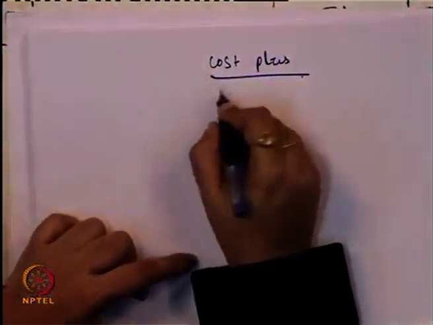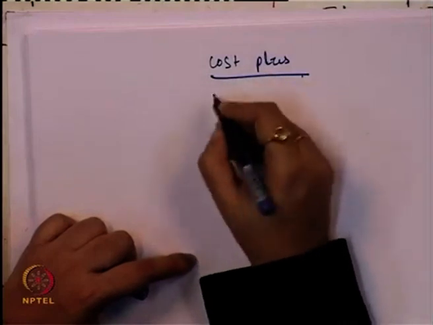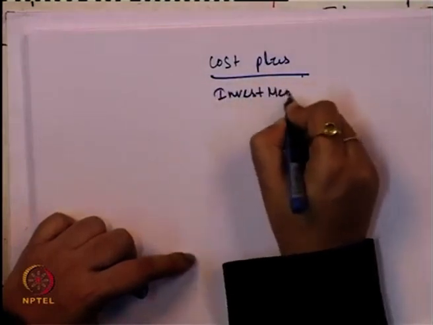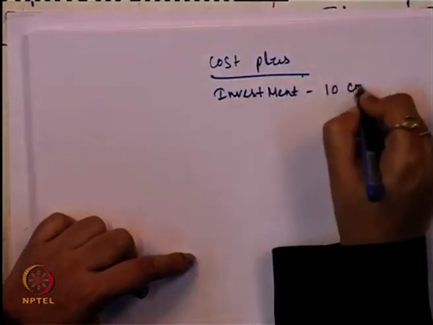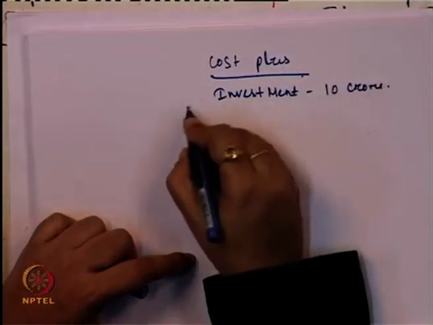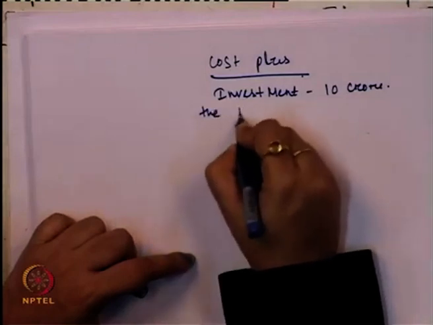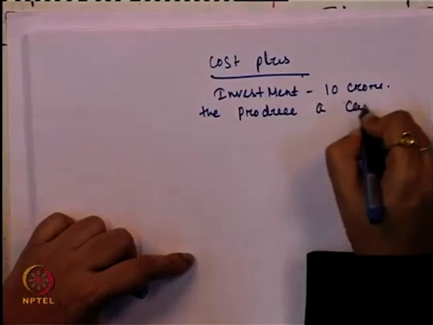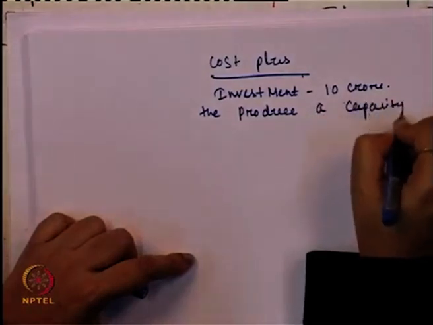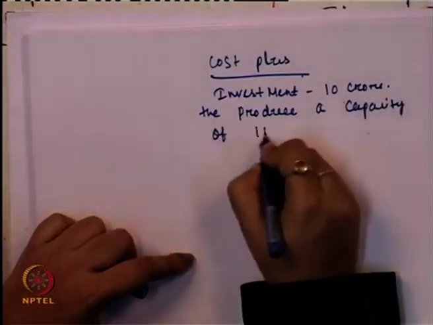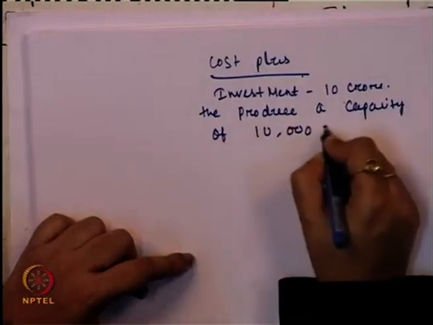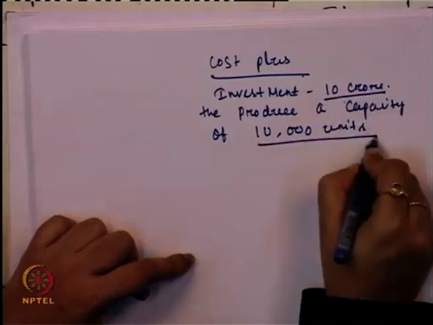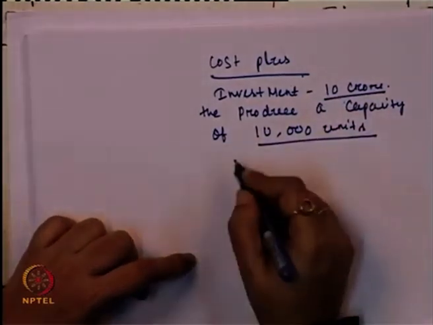Okay. So, suppose a typical producer has invested 10 crore to produce a capacity of 10,000 units. So, investment is 10 crores, the capacity is 10,000 units.